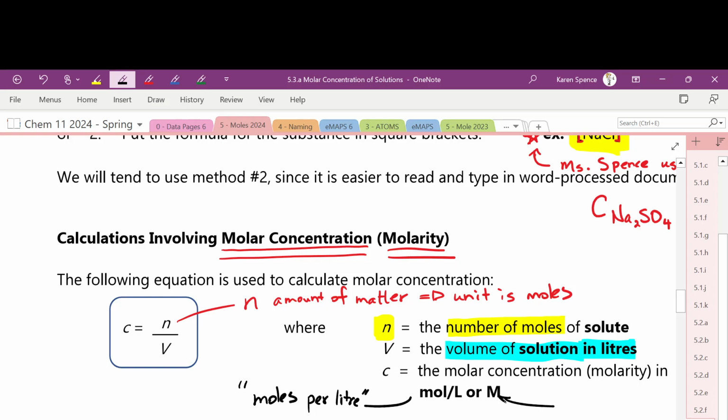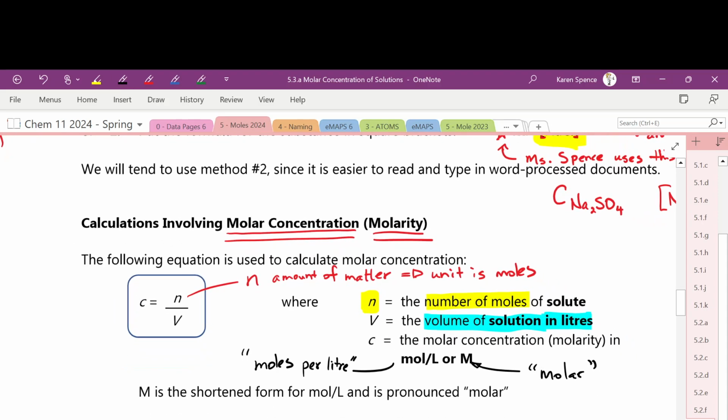And how do we pronounce that capital M? Molar. Okay, another way to write it, so you could write your formula this way, C equals N over V. That's one way. And a lot of people like that, so if you like doing that, that's fine.